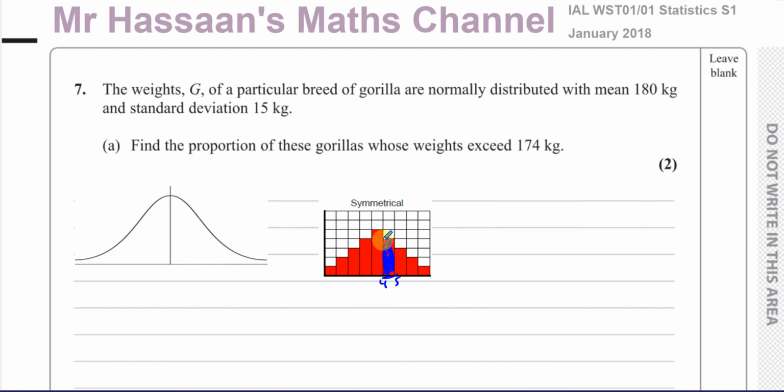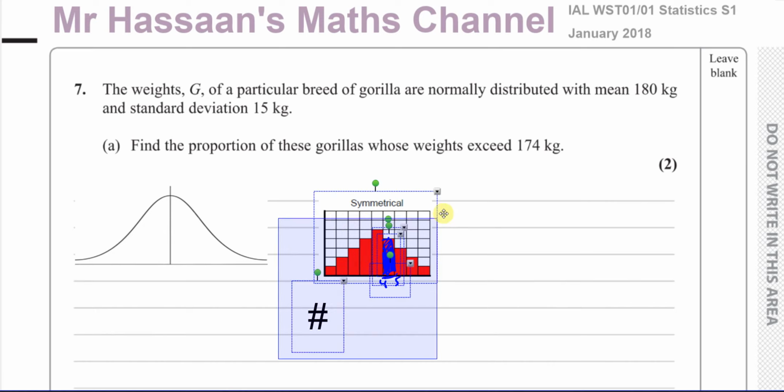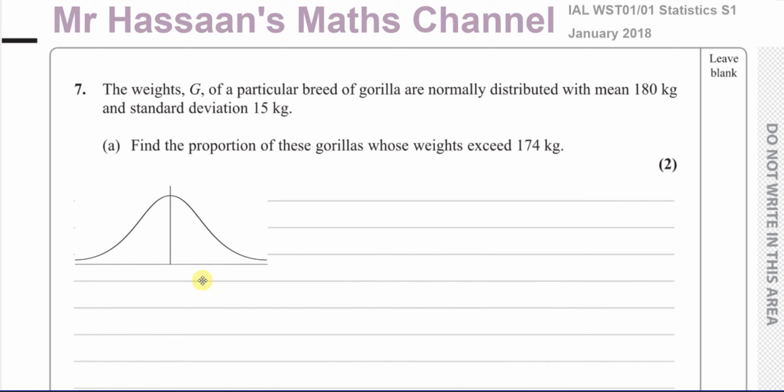So the area of the bar you're looking for gives us an indication of the number of entries in that region, and dividing that area by the whole area of the whole thing tells you the proportion that belongs to that particular category, right? So when we're dealing with normal distribution, what we're doing is finding the proportion within a certain category.